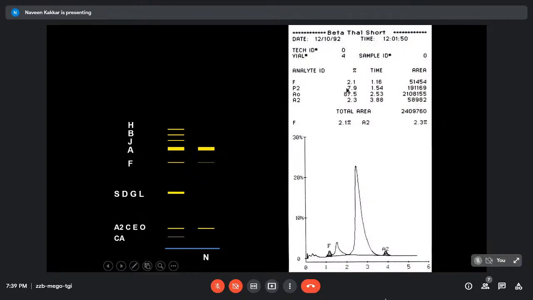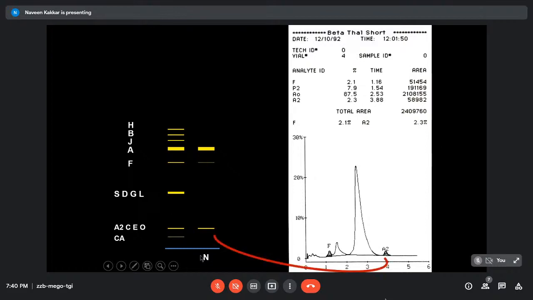This is normal. A normal person's chromatogram where the predominant hemoglobin is A, less than about 2% is F, and 2.3% is A2. Normal A2 is about 1.5 to 3.5%. So what I'm trying to say when I said forget about electrophoresis was do not try to extrapolate this pattern onto this. Let's see why.